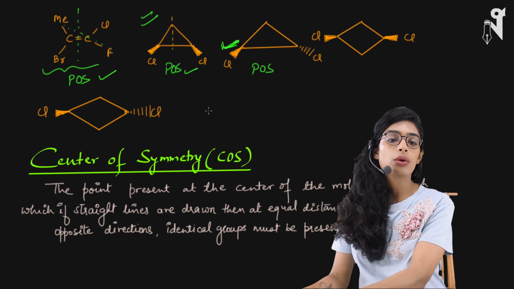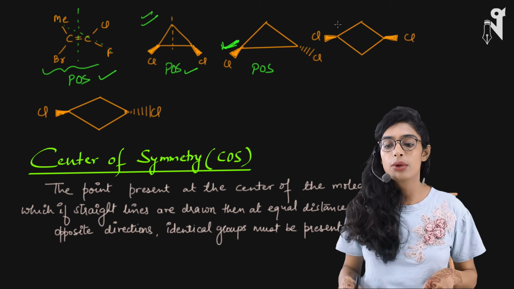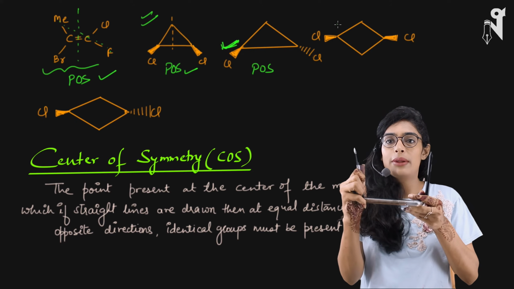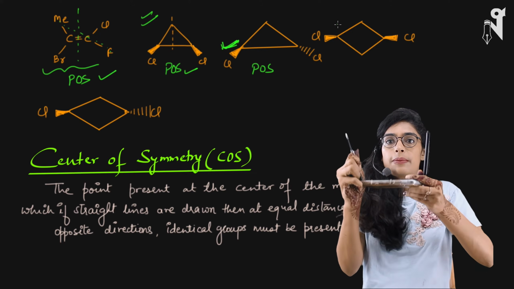Now look at another molecule. What I have is cyclobutane with two chlorines. Both are towards the viewer. So it's like this. I have not kept the model of it, but that's how it is.